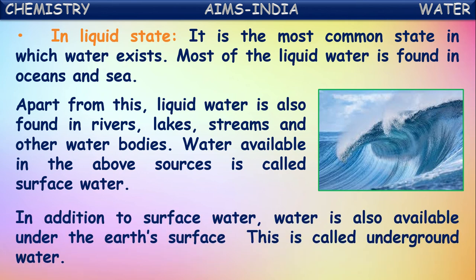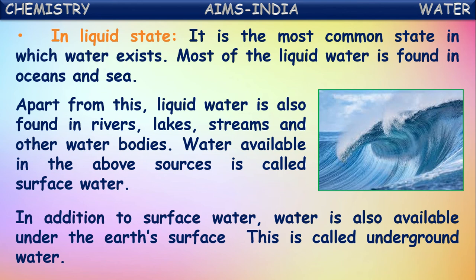In addition to surface water, water is also available under the earth's surface, under the layers of the earth. This is called underground water or groundwater. This we collect with bore wells and wells. So liquid water is available in two forms: surface water and groundwater.